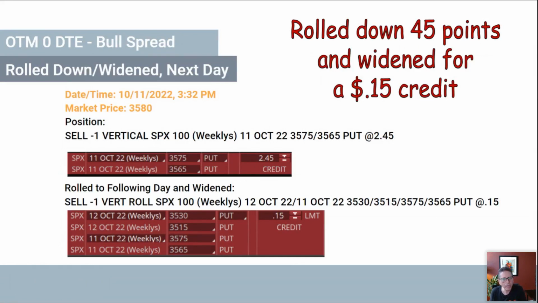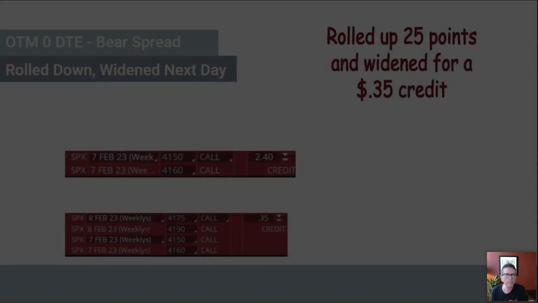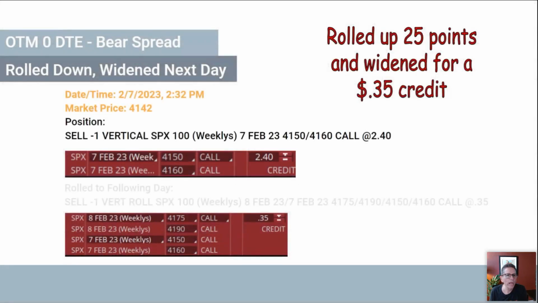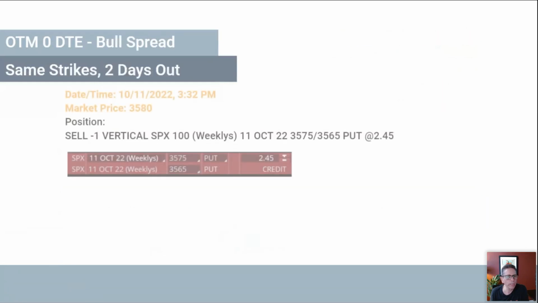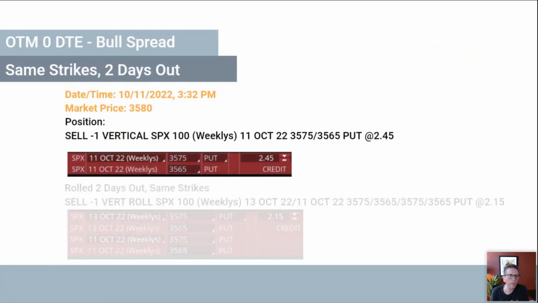So you can see there, it gives you a lot more room than just using the same strikes and rolling it the next day, by widening it. Okay, here we have a trade, 41.50, 41.60, and this one is rolled down and widened to the next day. This is a bear spread, and you can see it rolled down, widened 25 points for a 35-cent credit. So again, more risk there.